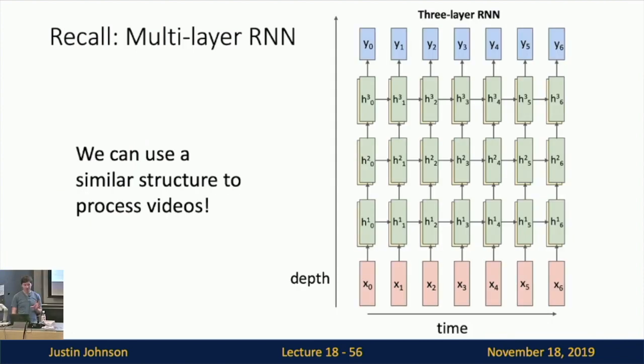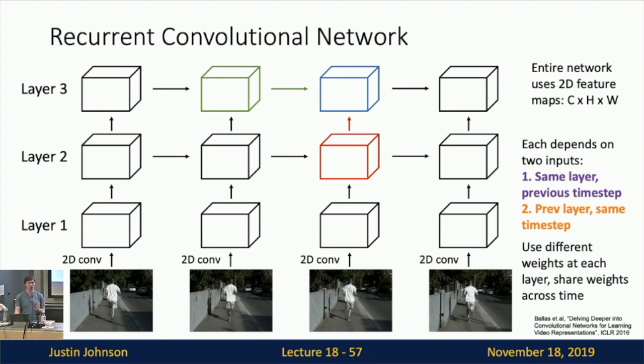It turns out we can take another inspiration from recurrent neural networks and look back at the idea of a multi-layer RNN. Remember, in a multi-layer RNN, we had this two-dimensional grid, where at every point in the grid, our vector depended both on the previous vector in the previous layer at the same time step, as well as the vector from the previous time step at the same layer. And then we would process sequences of arbitrary length by sharing weights over the sequence. Well, we can do the exact same thing using our convolutional neural networks. Now we can build a multi-layer recurrent convolutional network.